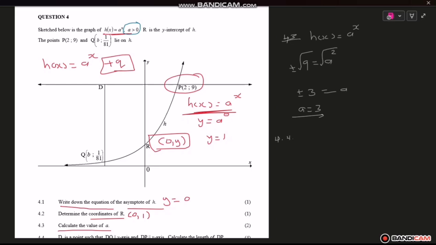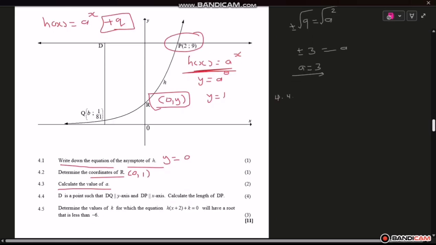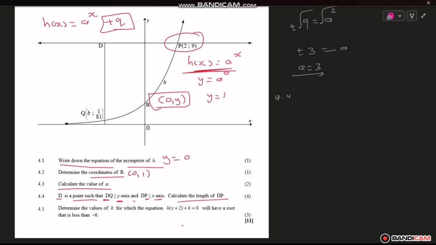Therefore, 4.4. Let's see 4.4. They say D is a point such that DQ is parallel to the y-axis and DP is parallel to the x-axis. Calculate the length of DP. Where is this DP? Here is P, and they want us to calculate the length of DP, the distance. This is D and this is P.